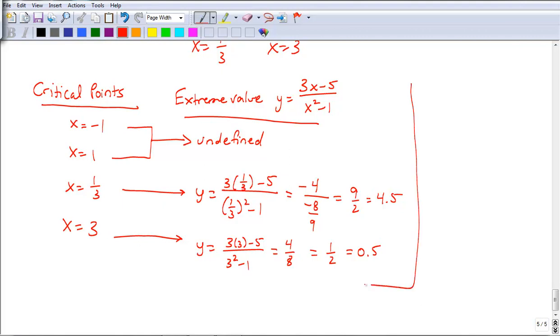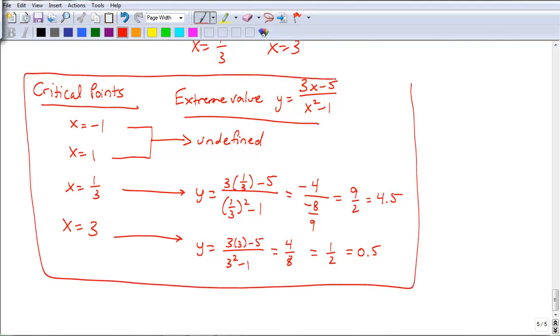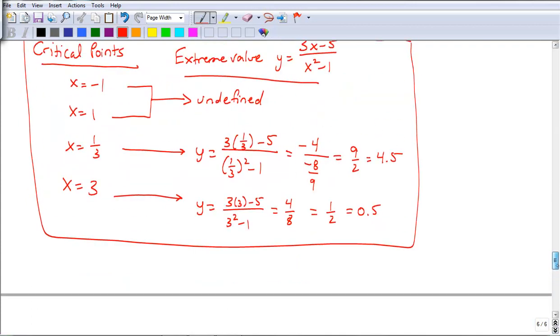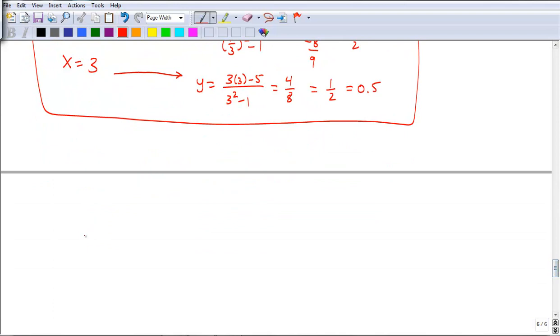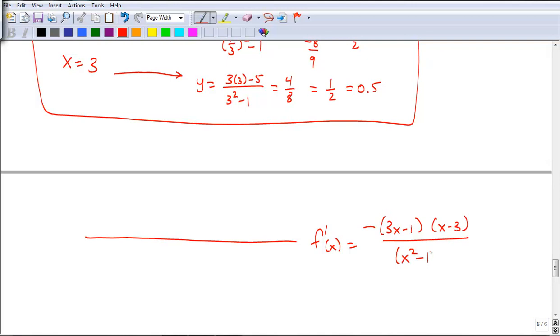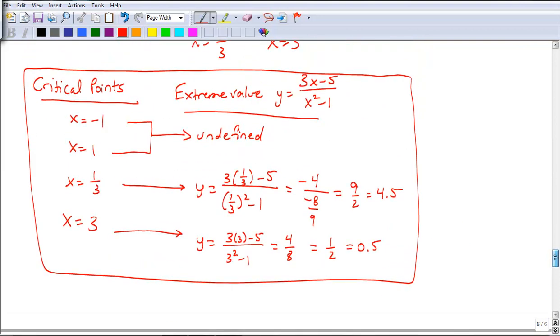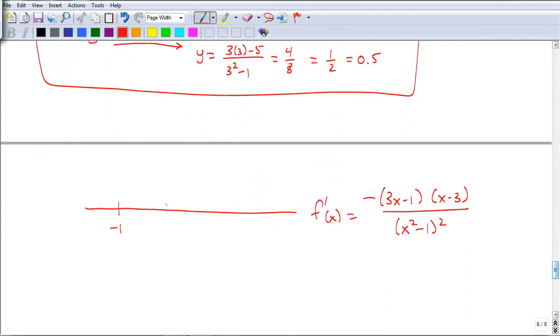So I found my critical points, my axis intercepts, my extreme values, and I can even figure out where it's increasing or decreasing, which is enough to really draw the graph for me. Here, the first derivative. If I write it in fancy form, where it's all factored out, it'll be easier for us to plug in to check it. Notice I have critical points at negative 1, 1/3, 1, and 3.